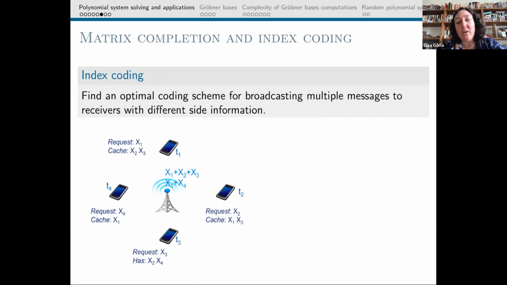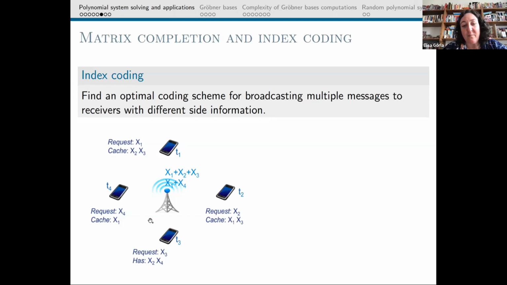So in coding theory, there's a problem which is called index coding. Index coding asks you to find an optimal coding scheme for broadcasting multiple messages to receivers which have different side information. So what does this mean?